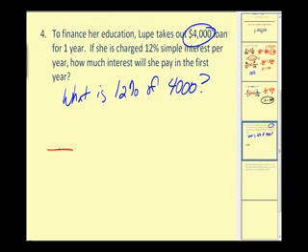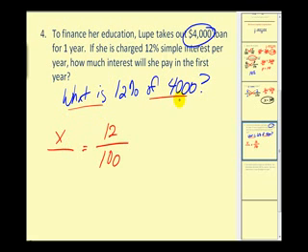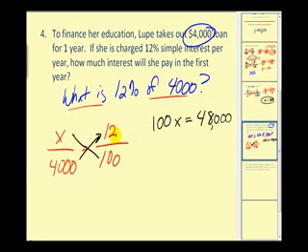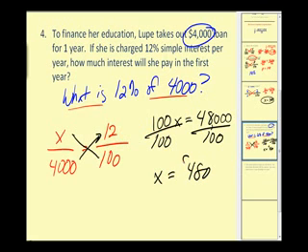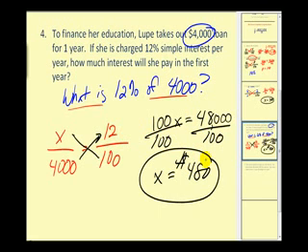Okay, so once we reword this, we can just write our proportion and solve for the unknown. We have our percentage, that will be 12 over 100. And remember, it's is over of. We don't know the number associated with is, or the part, so that will be our unknown. But we do have the of, or the whole, which is 4,000. Cross products, 100x equals 4,000 times 12 will equal 48,000. Divide by 100. X equals 480. So she will pay $480 interest for that first year.